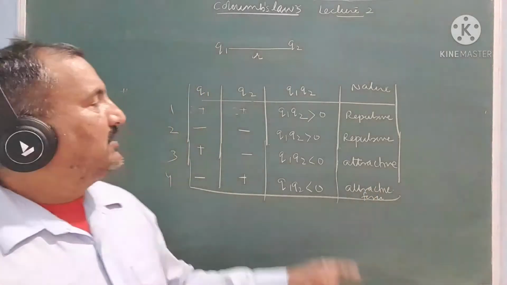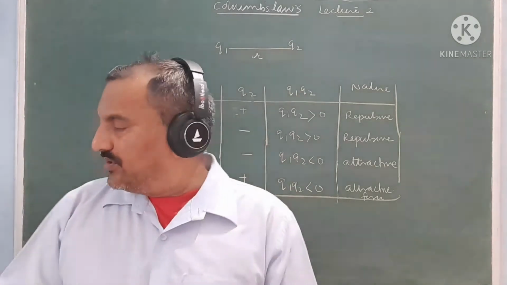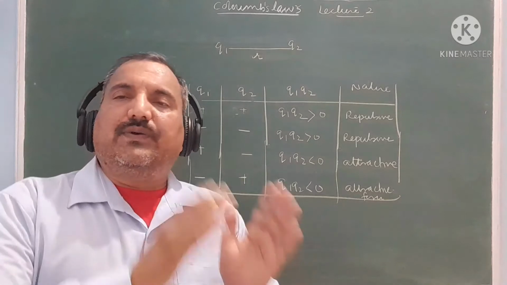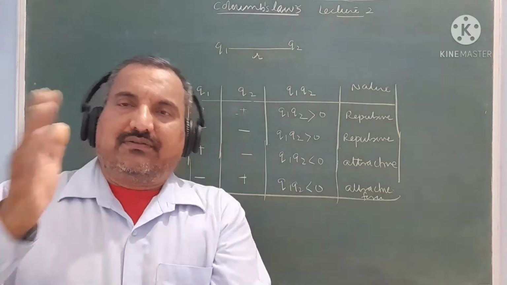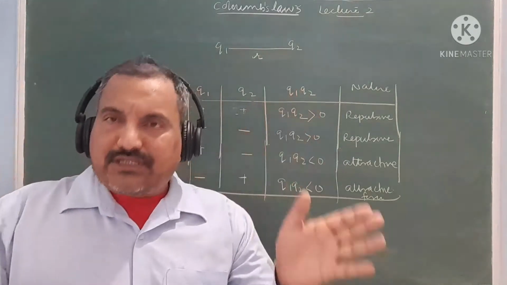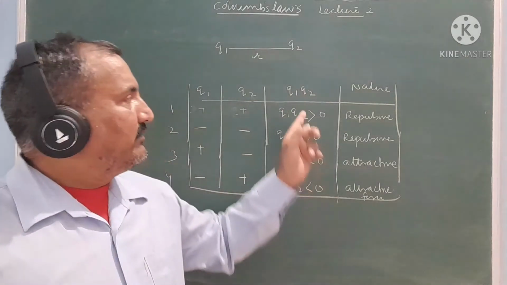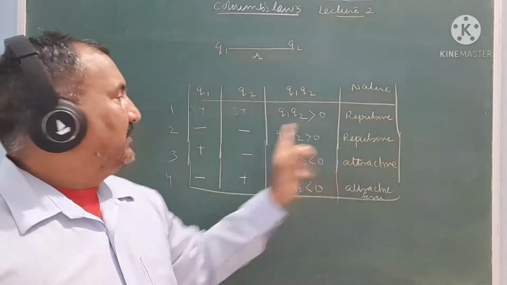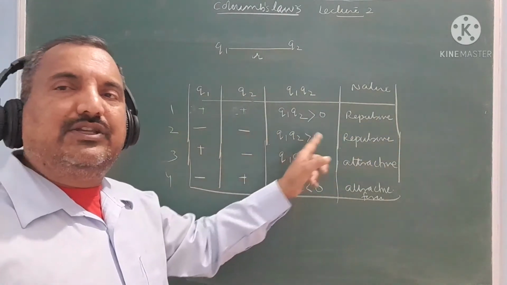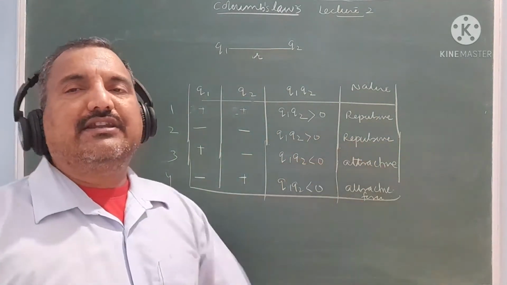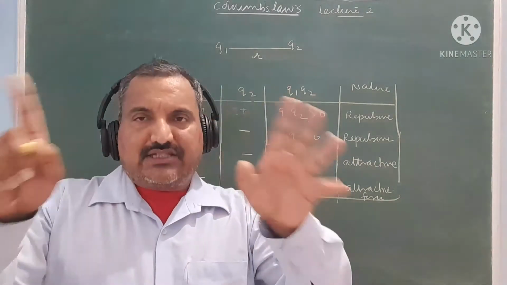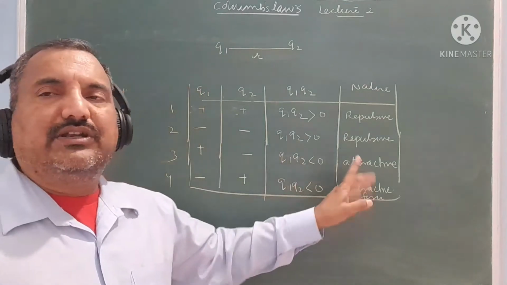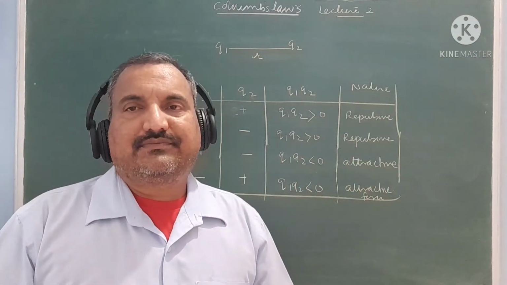So I hope you have understood this table and what the nature of forces will be. If Q1 Q2 is greater than 0, whether both charges are positive, it will be repulsive. If both are negative, Q1 Q2 is again greater than 0, again repulsive. If the charges are different, one positive and one negative, then it will be less than 0, and it will be an attractive force.